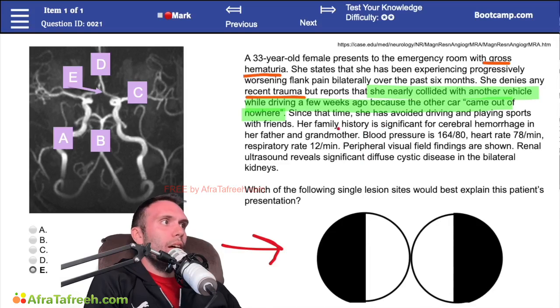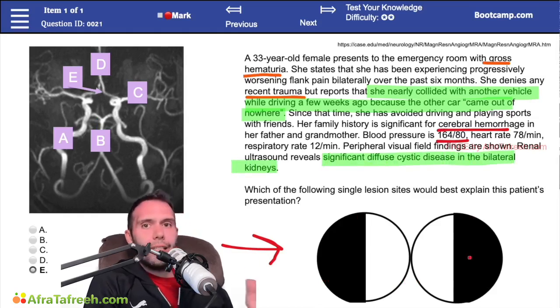So family history is significant for cerebral hemorrhage. Blood pressure is elevated. And we have the peripheral field findings also. Her renal ultrasound reveals significant diffuse cystic disease in the bilateral kidneys. Now, what is this finding here? This is bitemporal hemianopsia, okay? This is the most high yield visual field finding that we talked about when we did the vision lecture. What would predispose this patient to having bitemporal hemianopia?